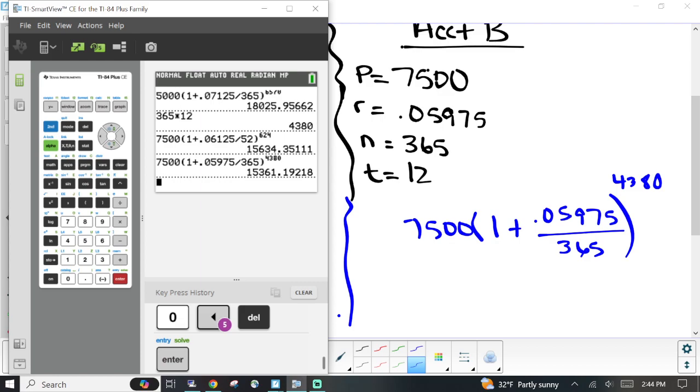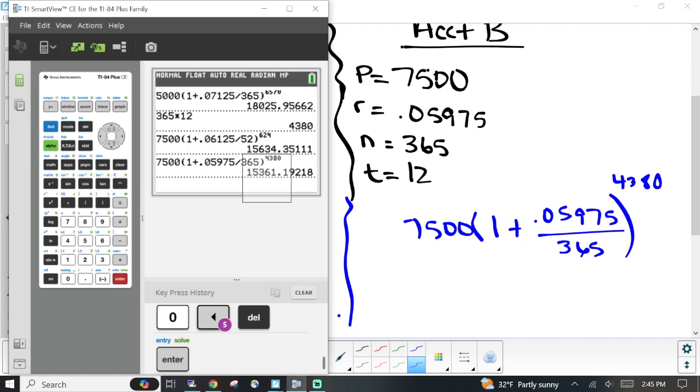Okay, where are we at? Are we with A or B? What are we doing? Where are we going? So guys, this is the amount that account A is going to make you in 12 years. This is account B's amount that it's going to make you. Which one is more? A. Yeah, it's like $300 more.